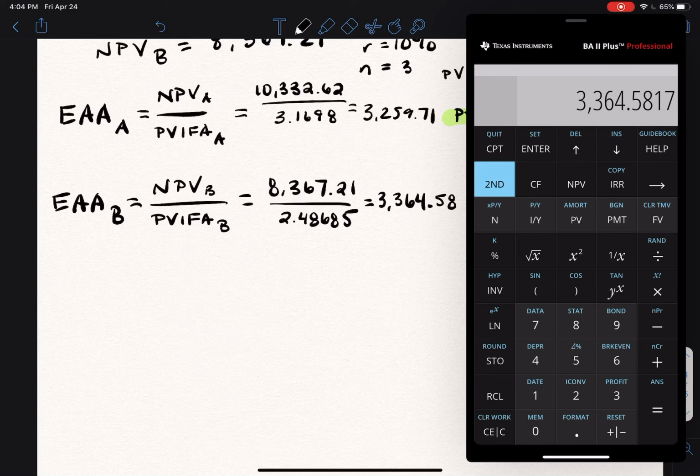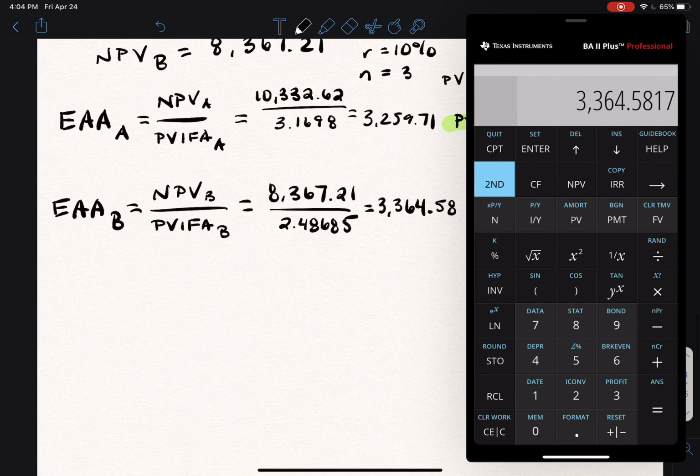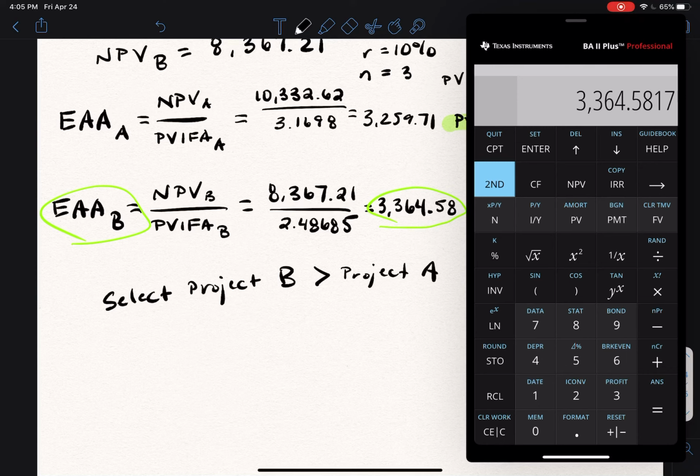Okay. So now that we have those two answers, the question then becomes, well, how do we make our decision? Well, when we're using the equivalent annual annuity approach, it's the same as using the net present value approach. Whichever one is biggest is the one that we ultimately accept. And so in this case, project B has the higher equivalent annual annuity. And so if we were faced with these two projects, then we would select project B because it is greater than project A, which is good news, right?